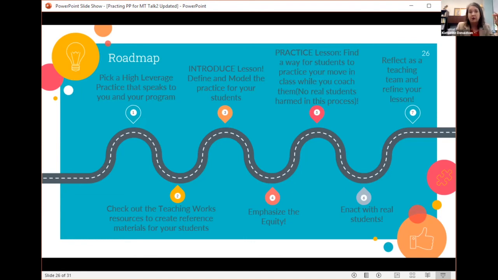Emphasize the equity. There's an equity piece to almost everything we do, an equity lens that you can find. Find a way to practice it before any real students are harmed. I like that phrase, we don't want to harm any real students. We want to practice in the classroom with each other, with us as coaches, before we go out. And then you're going out in the field. So maybe just try a little toe dip in enacting that with real students, maybe in an observation, and then reflect on that. That'll help you refine the lesson that you're actually going to teach when you teach your big lesson. So that's how we took the idea of practice and wove it into the UTeach model.